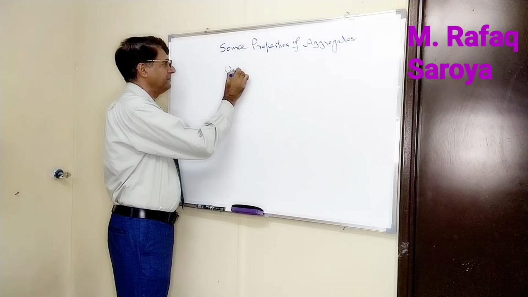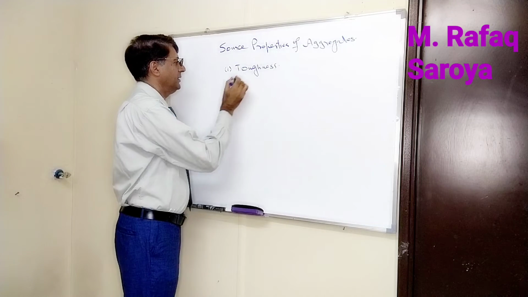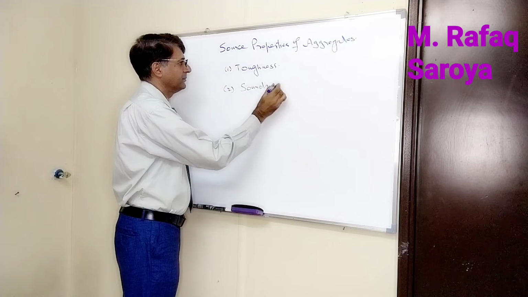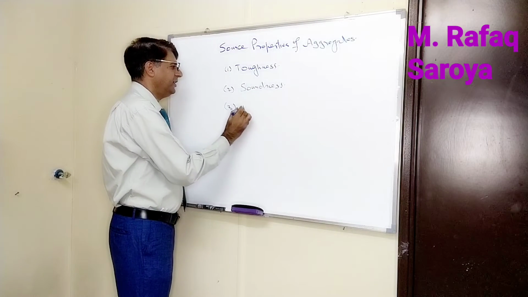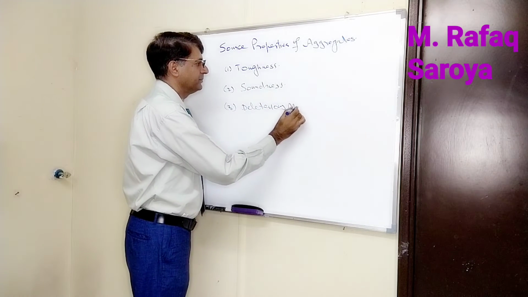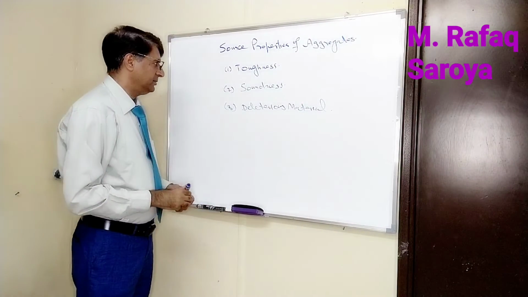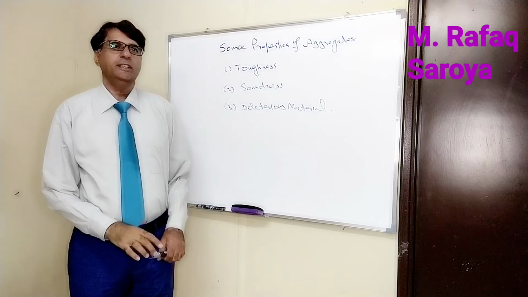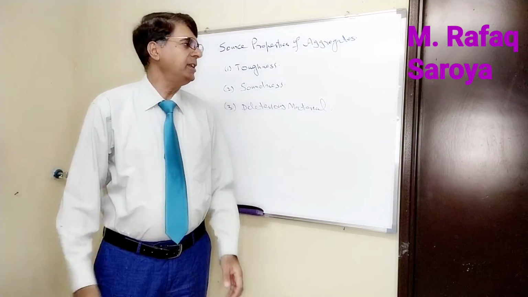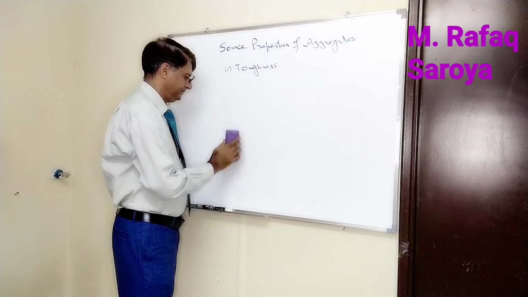Now this source property, how many tests are included in this one? First one is toughness. Second one is soundness. And third one, deleterious material. I will explain to you this toughness, then this soundness, then this deleterious material. So first of all, let me come to this toughness.